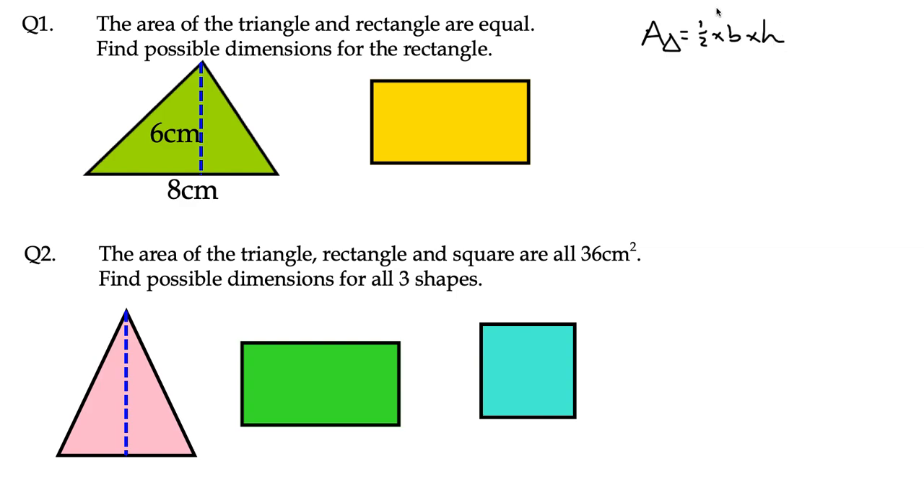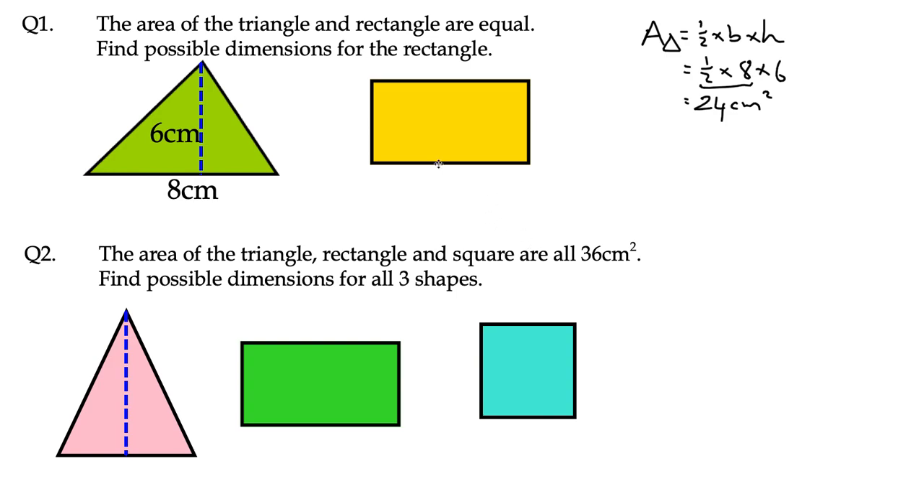We've got to juggle two formulas now, triangles and rectangles. So just make sure you use the right one. So it's a half times 8 multiplied by 6. Well, a half times 8 is 4, and 4 multiplied by 6 is 24. I'm just going to do that all in one go, which means that my area of the triangle is 24 square centimeters. It says find possible dimensions for the rectangle.